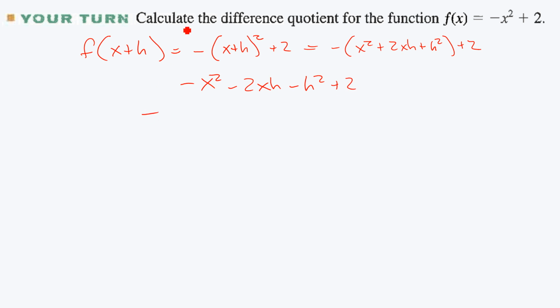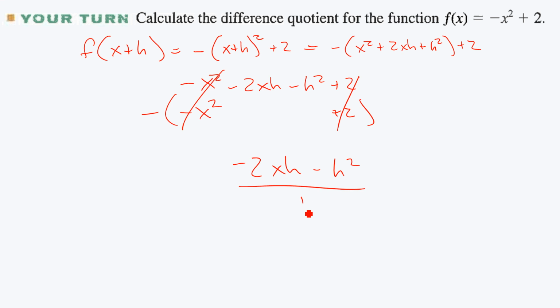And then we're going to subtract the original one. The original one is negative x squared plus 2. Those and those cancel. We're left with negative 2xh minus h squared. Divide the whole thing by h, and you get negative 2x minus h.